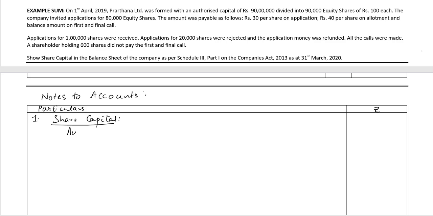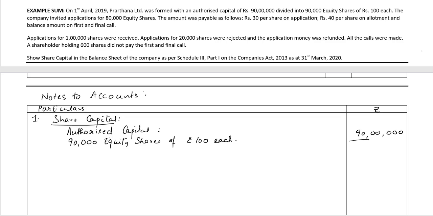We'll begin with the authorized capital. The authorized capital is 90,000 equity shares of rupees 100 each, which is 90 lakh rupees, with a double underline.